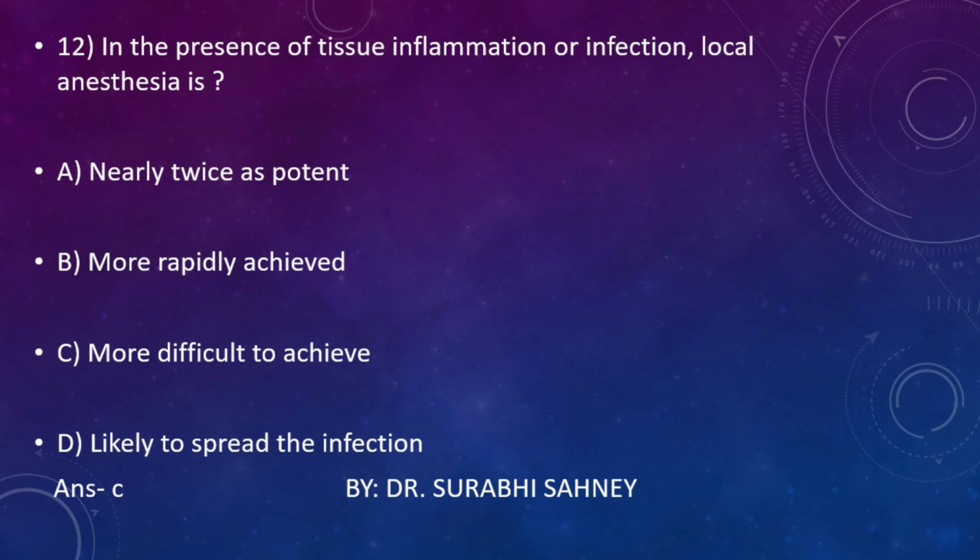In the presence of tissue inflammation or infection, local anesthesia is option A, nearly twice as potent. Option B, more rapidly achieved. Option C, more difficult to achieve. And option D, likely to spread the infection. So what do you think? What will be the right answer for this question?